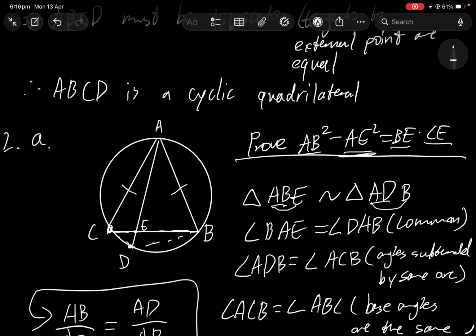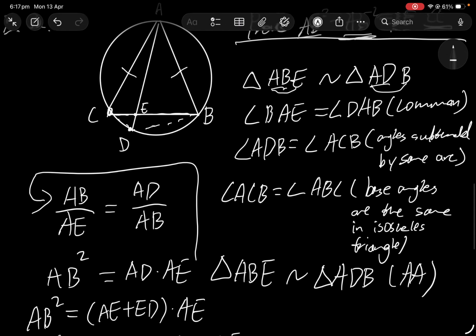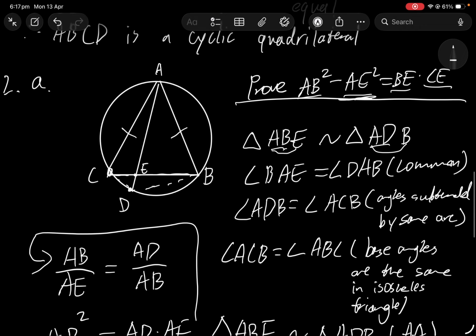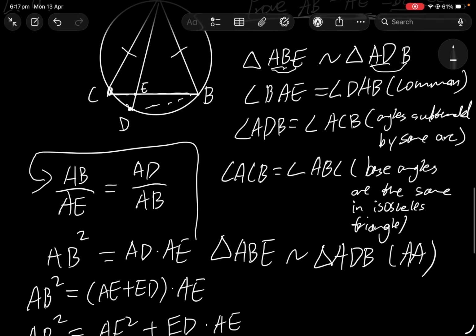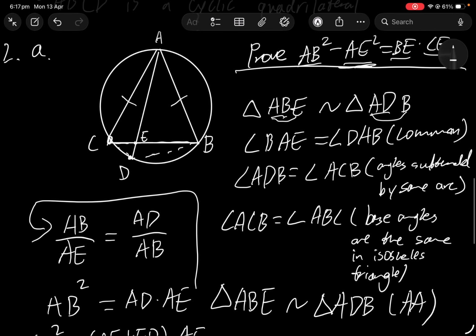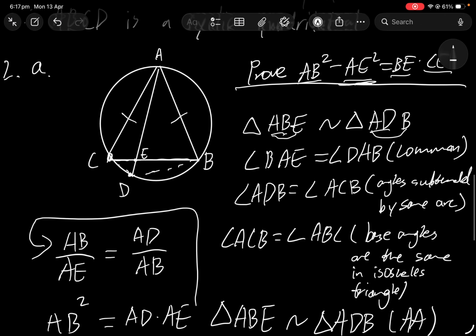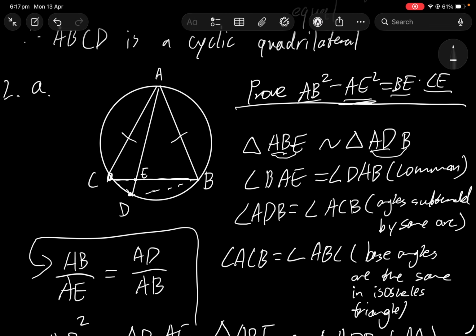BE, take CE. Wait, I did something weird. Let's see. The AE part is weird. AD times AE, right? So yeah, that should be fine, but we want BE times CE.